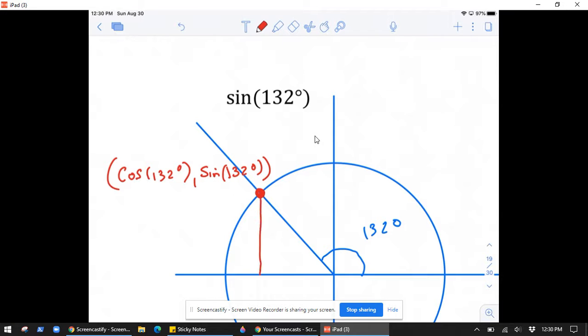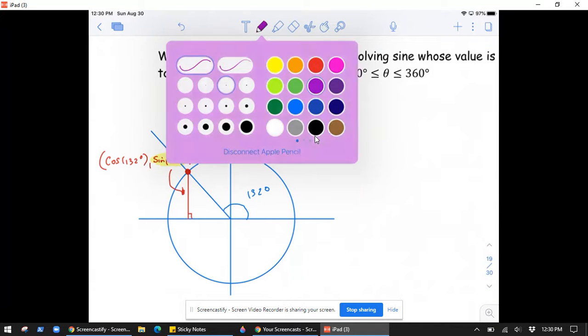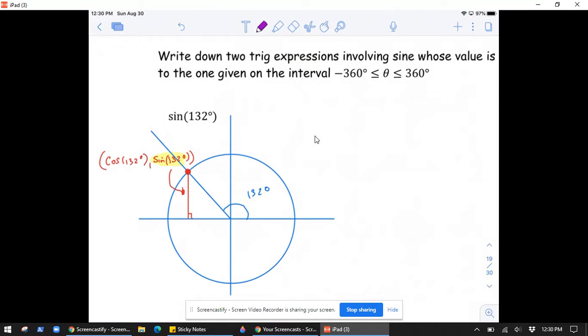Okay, so that point has a y coordinate that is this length right here. That length there is the sine of 132 degrees. So the first thing you can do is rotate a negative angle and get to the same spot. If you rotated that angle in standard position, you'd end up in the same spot, and the sine of that angle would be identical to the sine of 132 degrees.